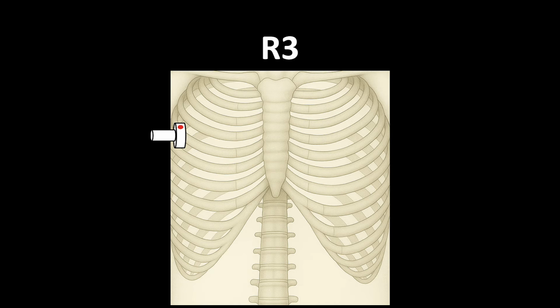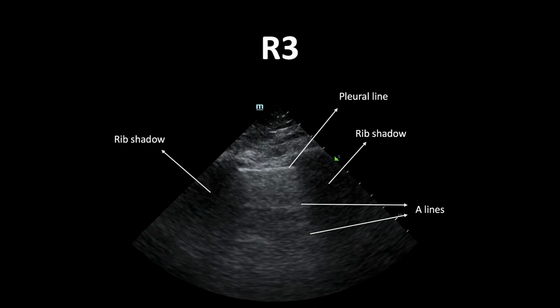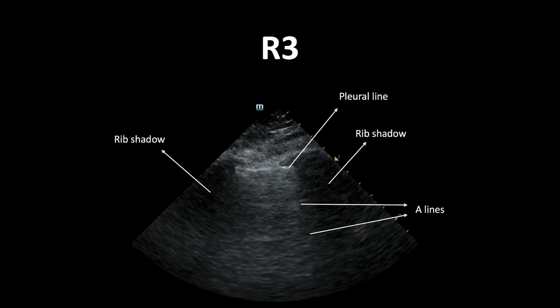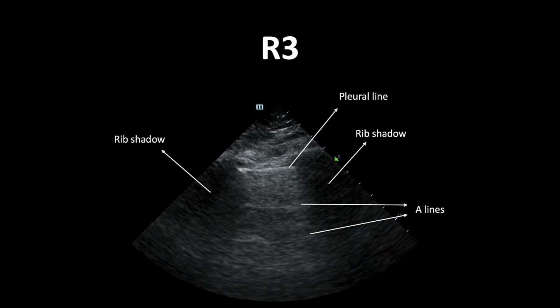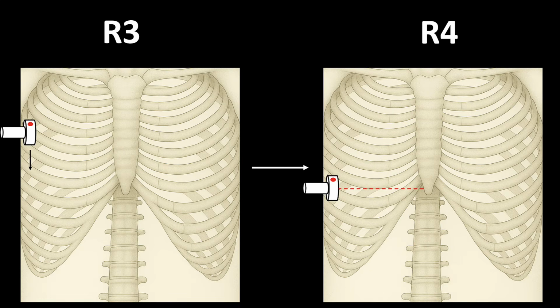To obtain R3, place your probe at the mid-axillary line at the third or fourth intercostal space. Your probe marker remains pointing at the patient's head. Like the anterior lung fields, rock and fan until you bring out A lines, which demonstrates that you are perpendicular to the lung. R4 is obtained by sliding inferiorly until you are approximately at the seventh intercostal space.